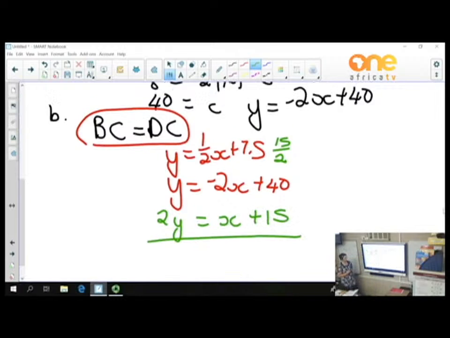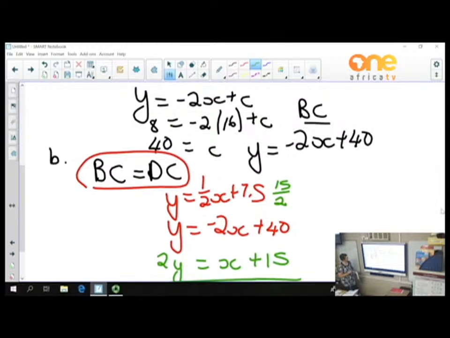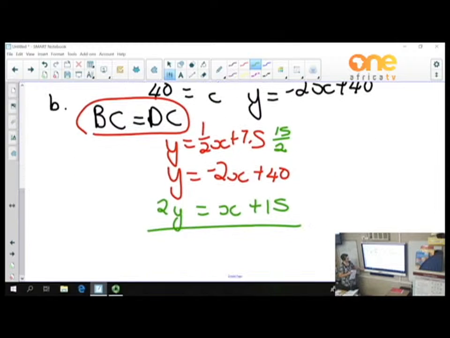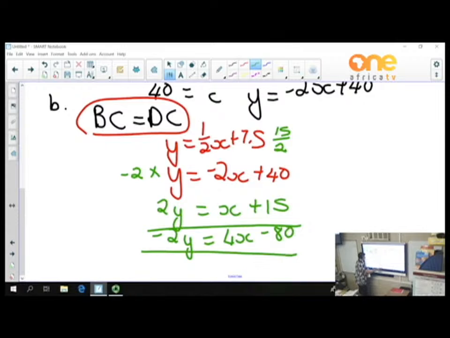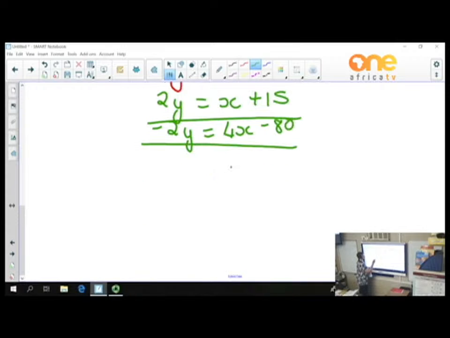Solving simultaneously. This one is not an easy one. I'll have to make a change somewhere there. So let's say we multiply this one with negative 2. Then you have negative 2y is equal to 4x minus 80. And now we can eliminate them. So this one is 0 is equal to 5x minus 65. So x is equal to, bring that one over, and x is 13.